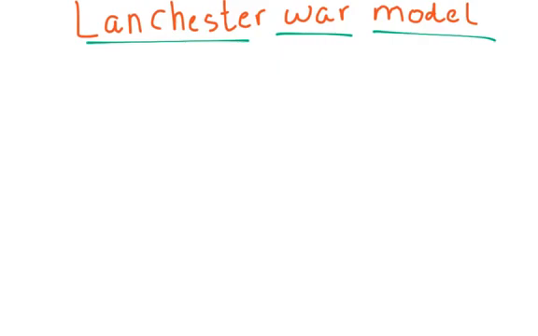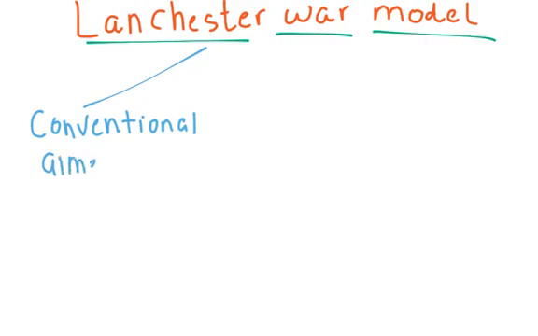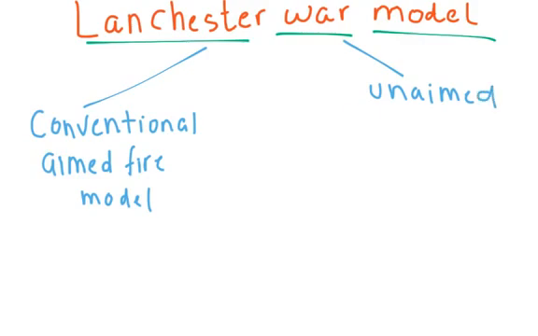So before that, there are two variations of this model. First one is called the conventional aimed fire model. The second one is the unaimed fire model.